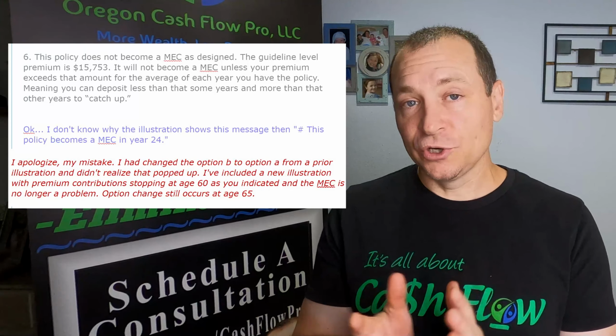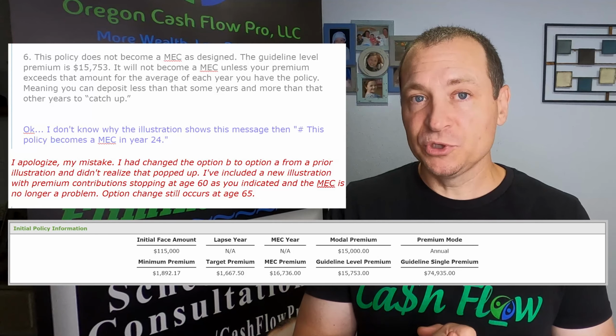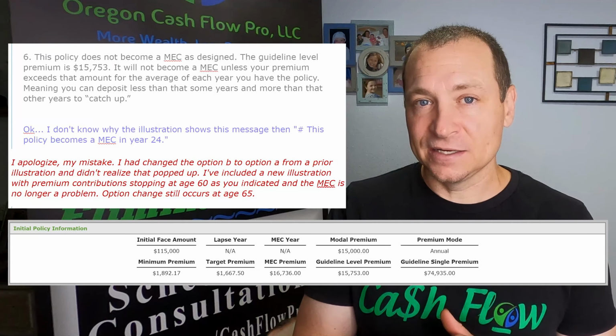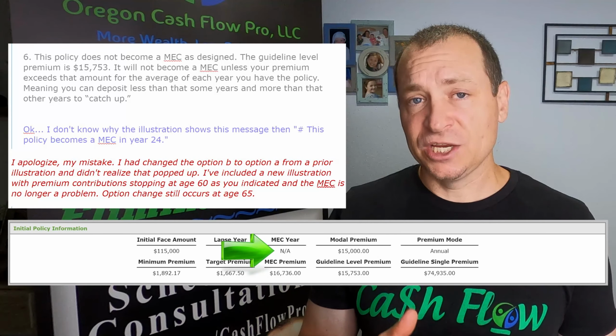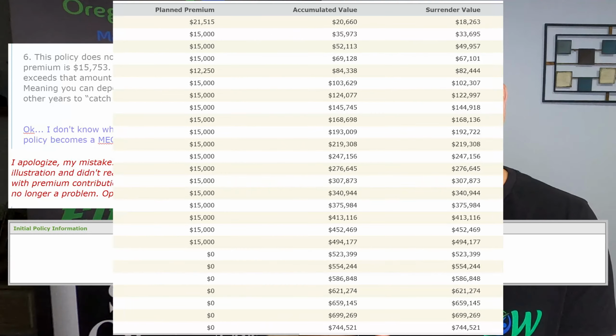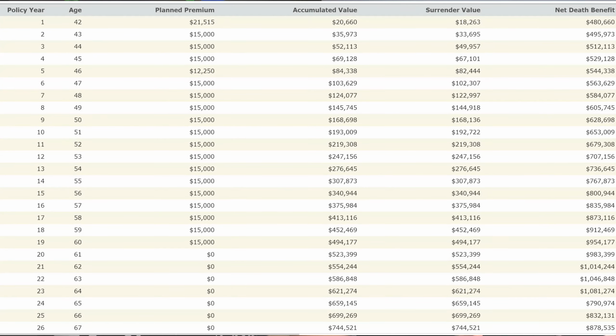So I included a new illustration with premium contributions stopping at age 60, as he had indicated in his previous email, and then the MEC was no longer a problem. The option change still occurs at age 65 now. You can still make $15,000 contributions all the way up until age 60, and as long as you stop before age 65, when we make that death benefit change, it does not become a MEC. So when we make those death benefit changes makes a big difference, and that will come up in one of his next questions.